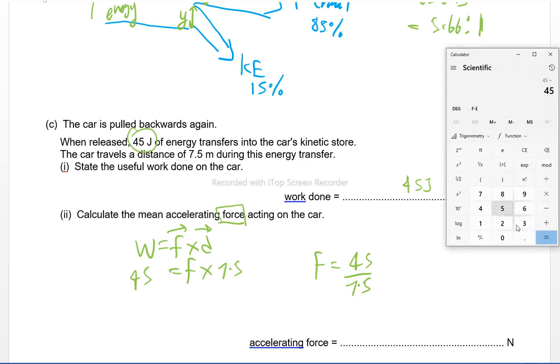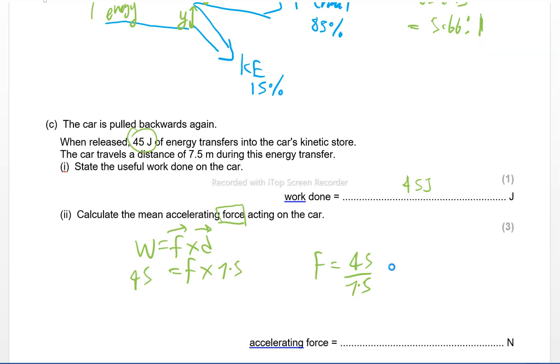45 divided by 7, I'm sorry, 45 divided by 7.5, which is 6 newtons. So they have given the unit as newtons. What you have to do is write the answer 6 there. Okay, children? Right. So when you get the answer, write it at the blank they have provided us. Right. We'll move to the next question then.